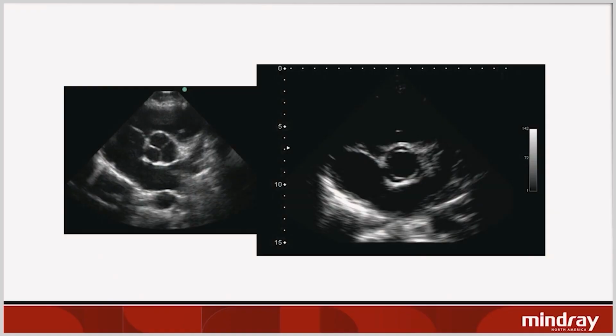You can look at it transversely too, but seeing two of the leaflets in the parasternal long is just fine if you can see them open like that.